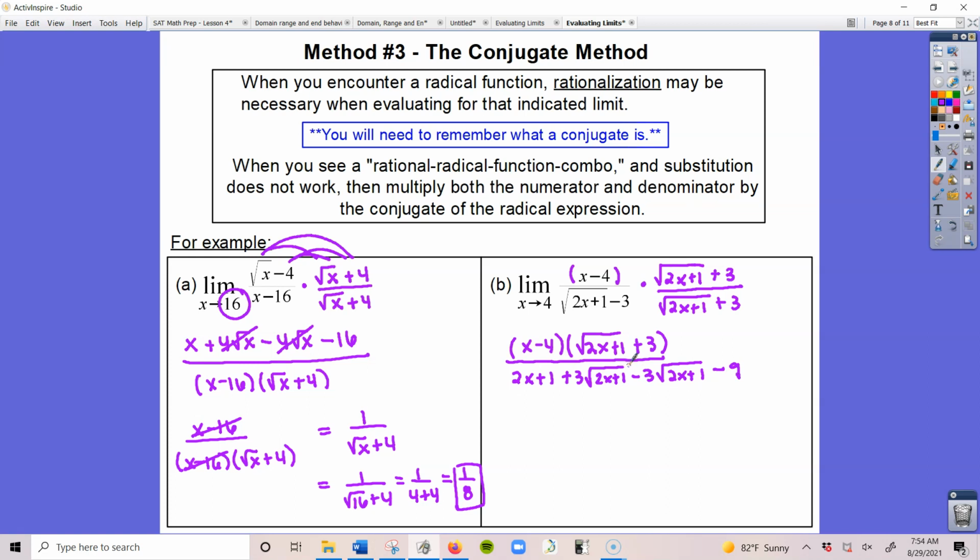So remember, if you did this correctly, these middle terms here will always cancel out since we have the positive and the negative. Now let's combine like terms here in the denominator, and we get x minus 4 times the square root of 2x plus 1 plus 3 over 2x, and then 1 minus 9 is negative 8. Now what I notice here is that in the denominator, 2x and 8 can both be divisible by 2, so I'm going to factor out the 2. So this is what I end up with.